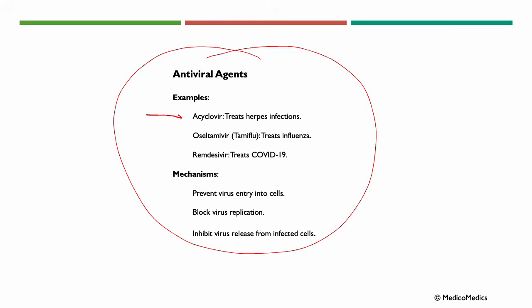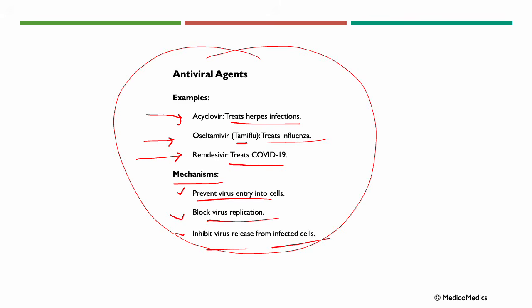Antivirals then. We had acyclovir, so this treats herpes infections. Oseltamivir, or Tamiflu, treats influenza. Remdesivir treats COVID-19. What is the mechanism? To prevent virus entry into cell, blocking virus replication, inhibiting virus release from infected cells.